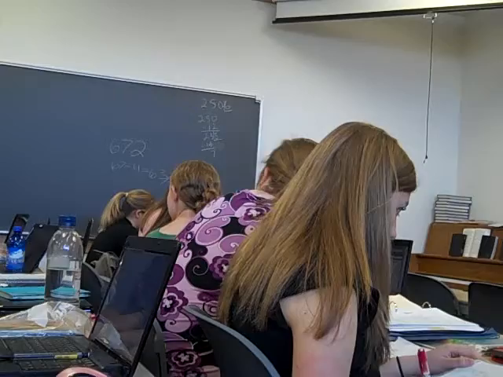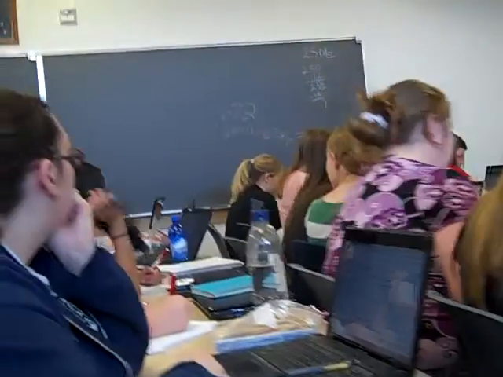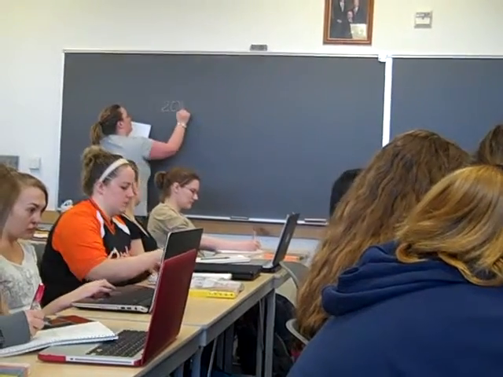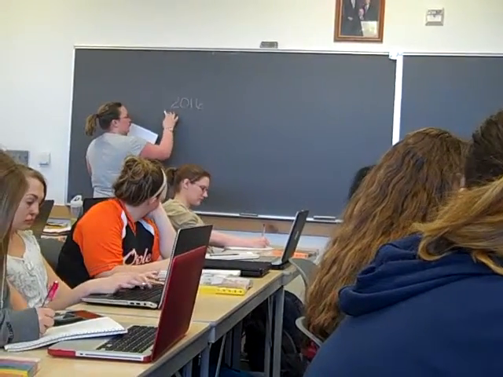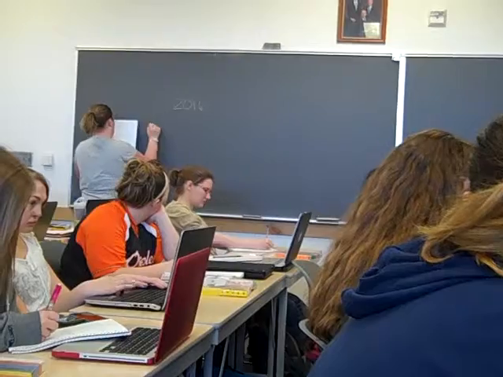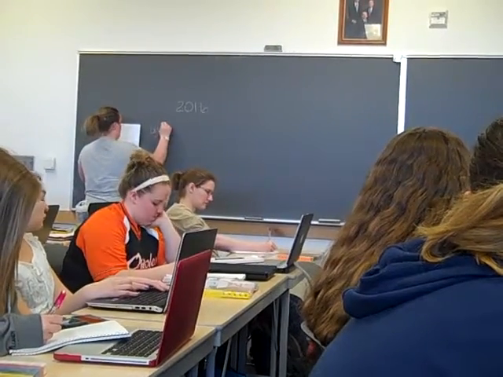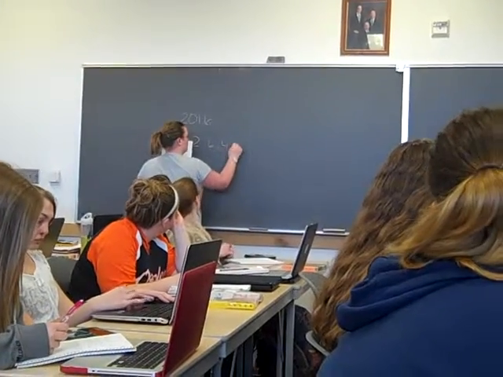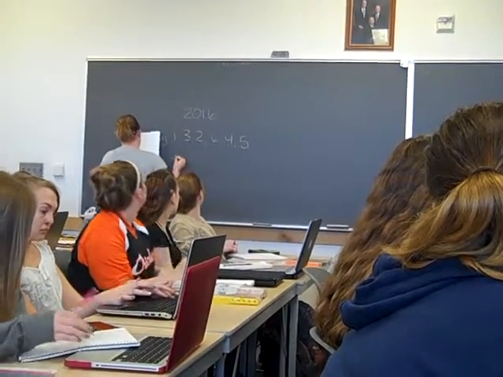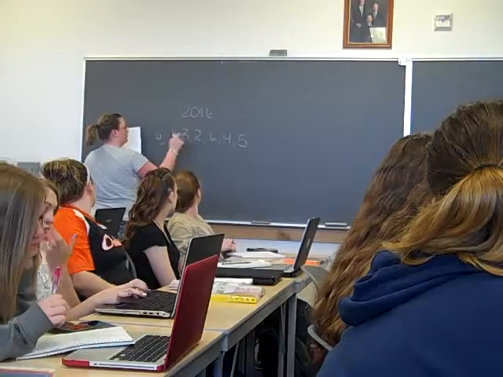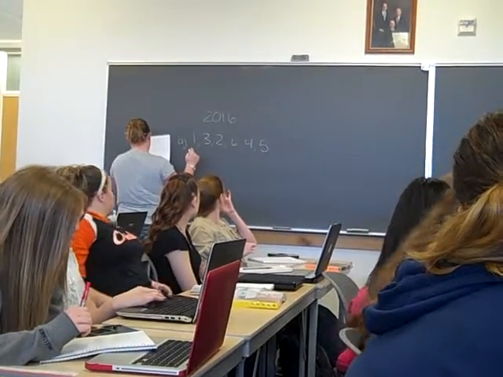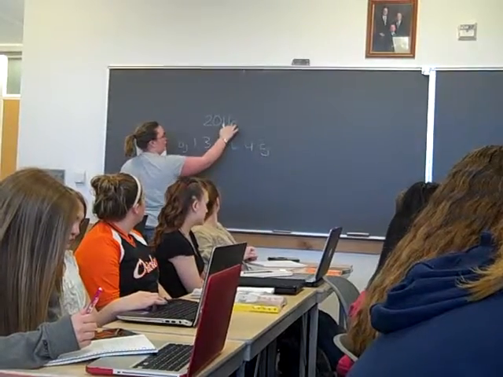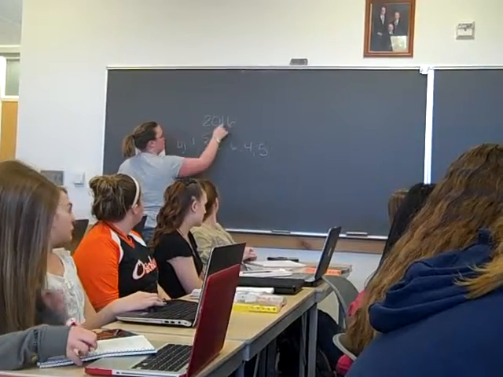Okay, so I found one where you take each digit and multiply it by 1, 3, 2, and 5. We'll just do an example. Using this example, you do 6 times 1, so you multiply the first digit by the first place. So like this.